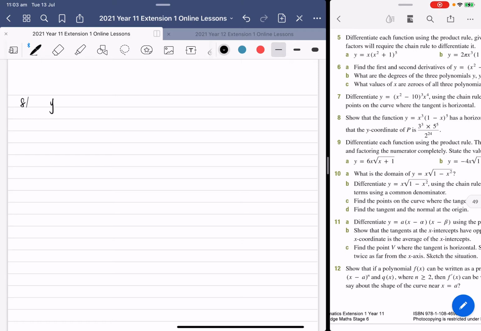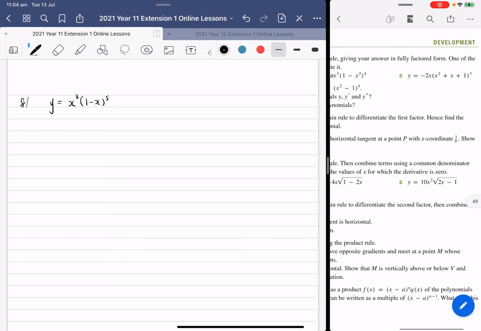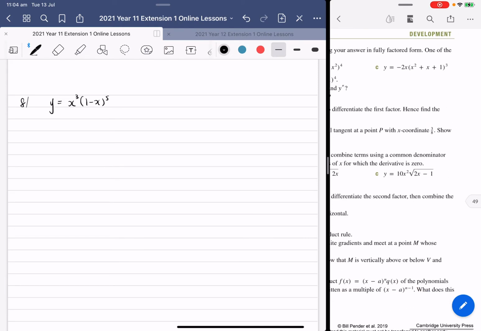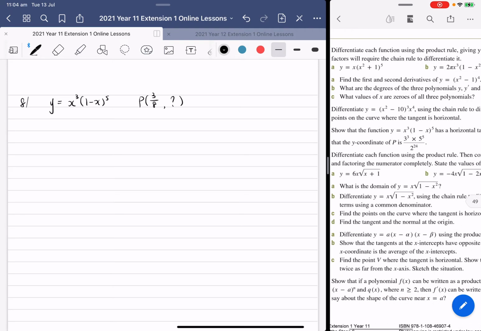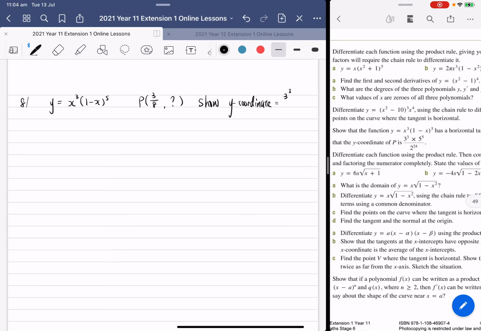I'm just going to write down the function here. So y equals x to the power 3, (1 minus x) to the power 5. And then we need to show that it has a horizontal tangent at point P. So the point P will have x coordinate of 3 over 8 and a y coordinate missing. We just need to show that the y coordinate is equal to 3 to the power 3 times 5 to the power 5 over 2 to the power 24. Very interesting. Let's have a look.